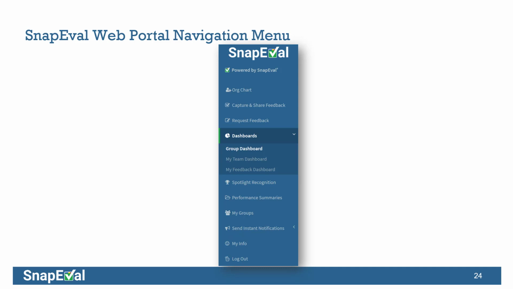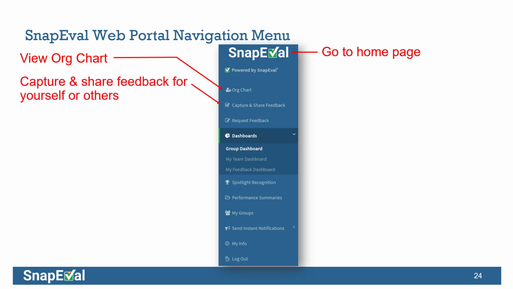Now, let's look at the navigation menu in SnapEval in more detail. Again, at the top is your corporate logo that you can click on to go to your own homepage. Right below it is a link to view the org chart for your organization. The next link below it you can click on to capture feedback for yourself or others. In other words, this is where you're going to go to capture a snap. Below that is a link that you can use to request feedback from others.